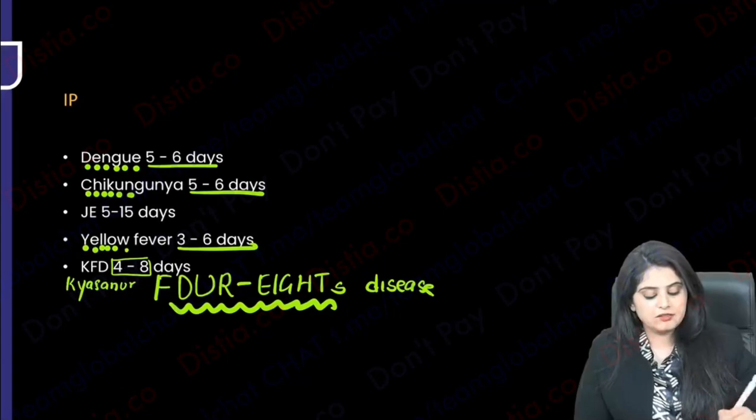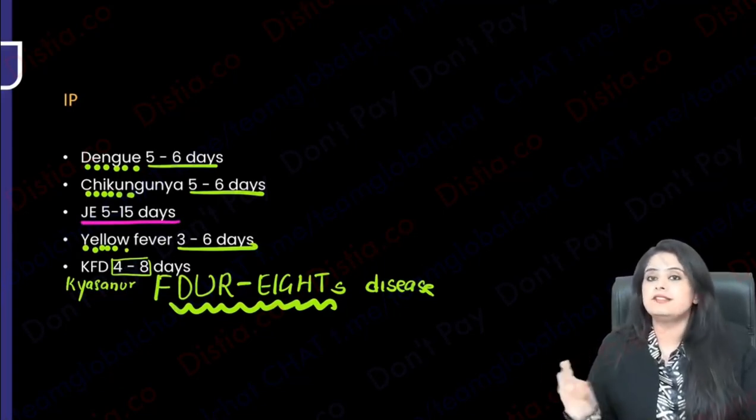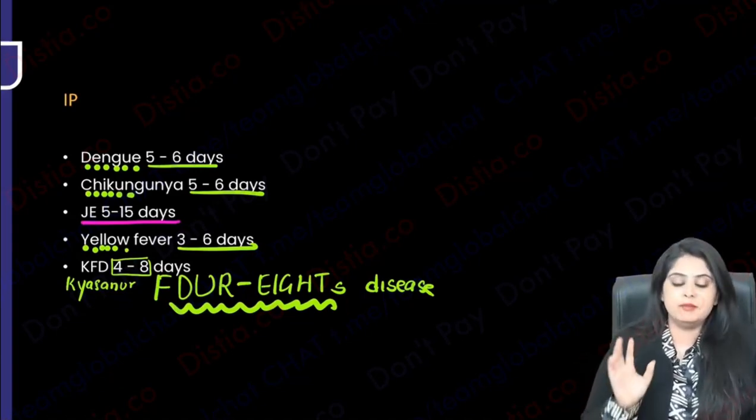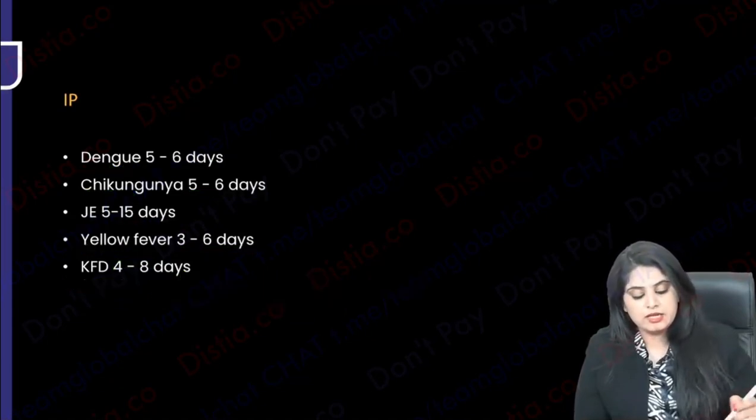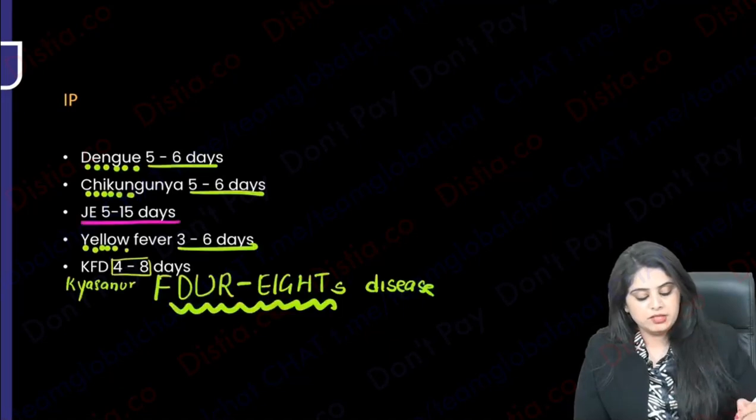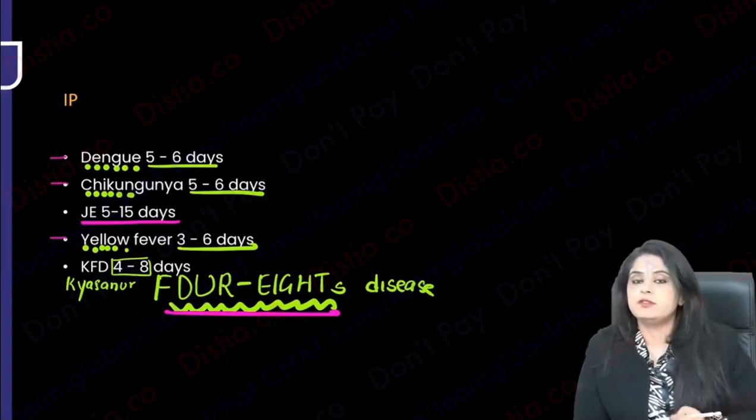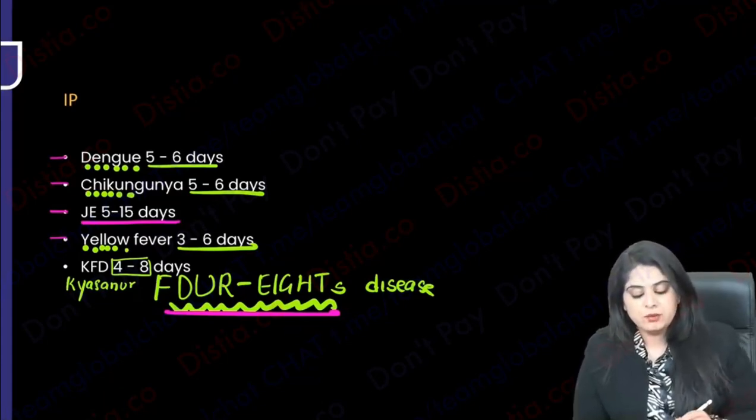So if you realize, all of them are having roughly the same incubation period. Finally, coming to the last one, without a mnemonic, you will learn Japanese encephalitis, 5 to 15 days. So you can just learn 10 days as a median of it, as a center point of it. So Japan mein 10. This becomes an easy one. I suppose now we can quickly revise this one. So please note, Kaisanur forest disease, 4 to 8, dengue, chikun and yellow fever 5 to 6, and Japanese encephalitis 5 to 15.